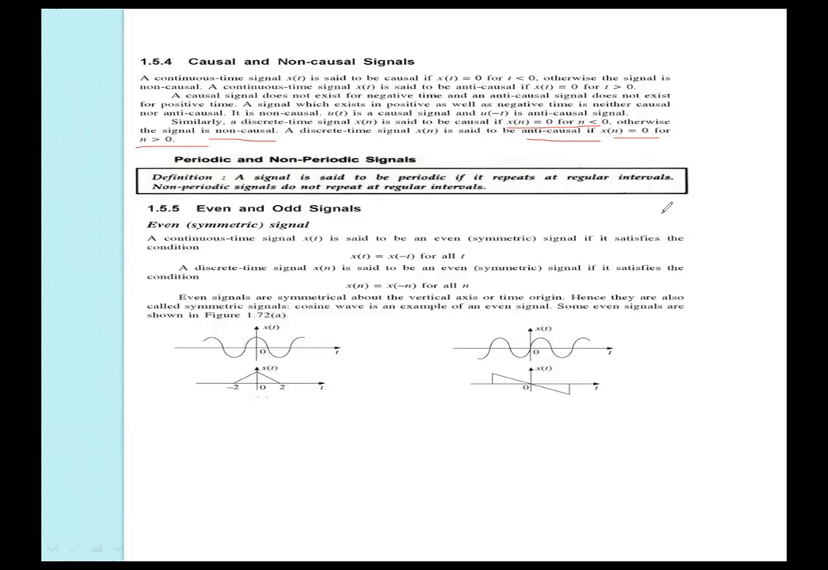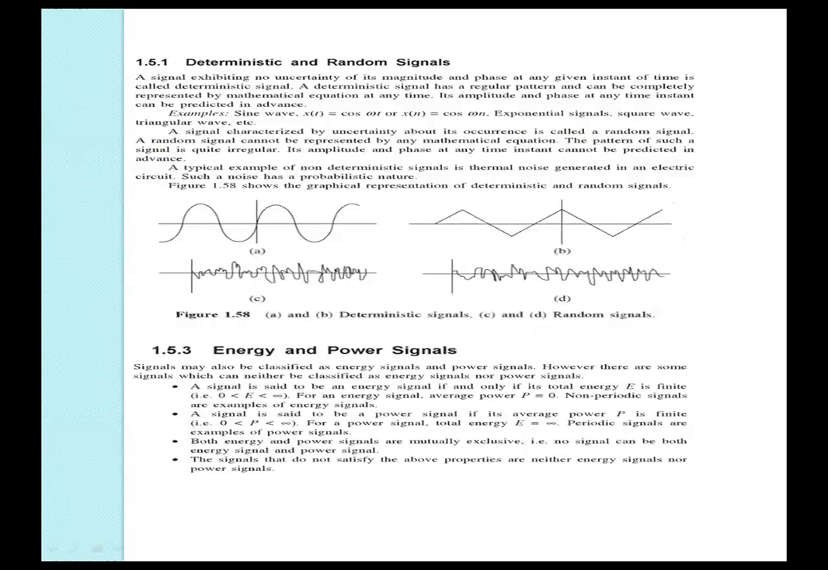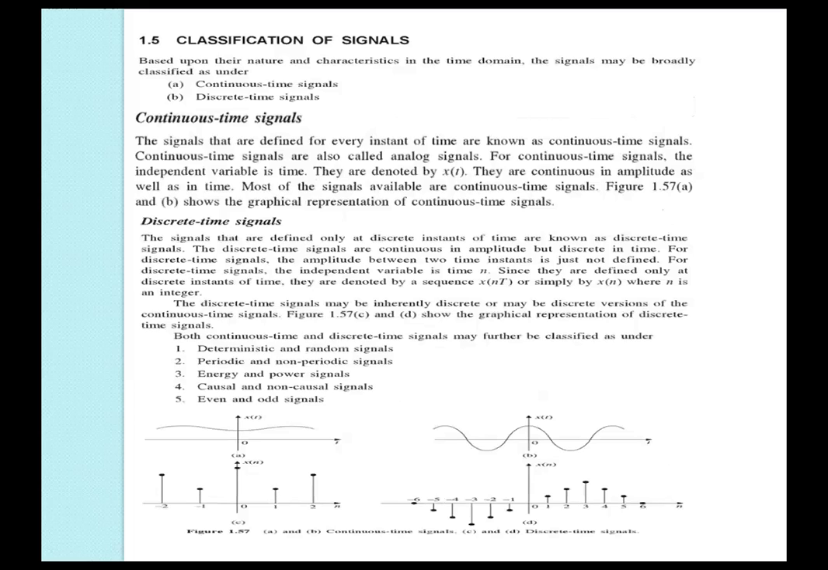A signal defined for every instant of time is called a continuous time system, and at specific instants of time is called a discrete time system. Coming to the next one, the periodic and non-periodic signal. Till now we discussed deterministic and random signals, energy and power signals, and periodic, causal and non-causal signals also. Now the periodic and non-periodic signals.